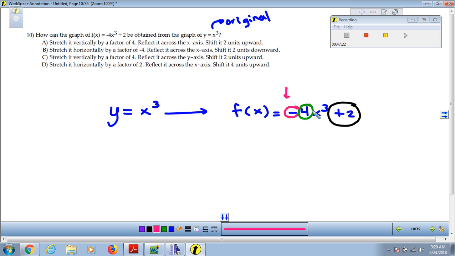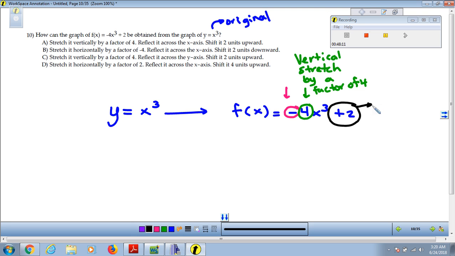Before I get to the negative, let's start with the 4. When there is a number in front of the function x to the third, right in front of the x, there's going to be a vertical stretch by a factor of 4. You may look this up in your packet of section 2.5 or look at the formula chart that you have.